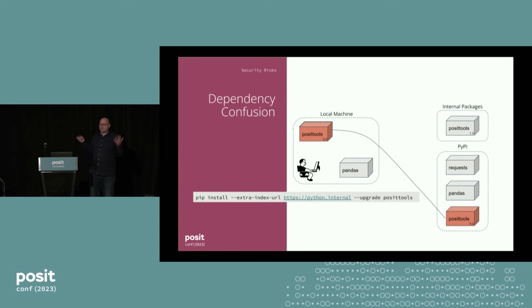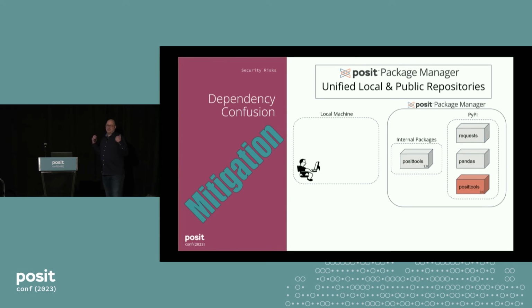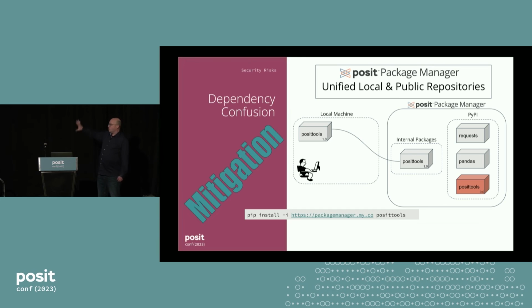So there are solutions to this. I love this one because it is a very simple solution if you have Posit Package Manager, so that's fun. It's using a unified local and private or public repository here. So in Package Manager, you can take your internal packages, combine them with PyPI packages in a single repository, and put the preference on internal packages first. Then when I call pip install using my internal PyPI mirror that I have in Package Manager, install Posit tools, pip will ask Package Manager, which will always give back the internal package, no matter if anyone adds a new package by the same name in PyPI later on. And so this completely insulates you from any of this dependency confusion.